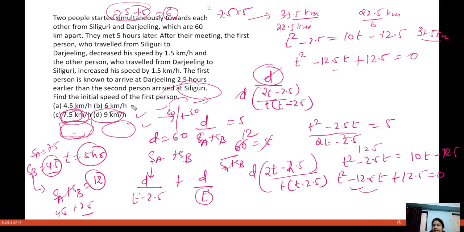Now, if his speed is increased by 1.5, so earlier his speed was 4.5, now we increase his speed by 1.5. So his speed becomes equal to 6. Okay, his speed becomes equal to 6.